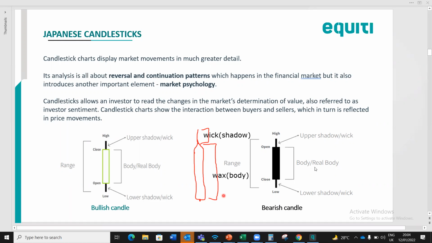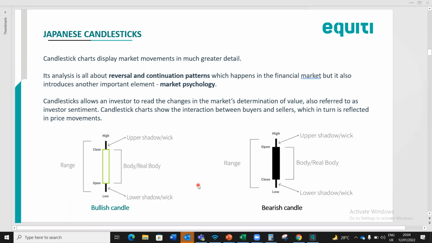Now, if you understand this, then you will definitely understand the Japanese candlestick. So let's quickly look at the Japanese candlestick. Now, remember that I have actually talked about the bullish movements of the market in our beginners course, and there are also the bearish movements of the market.